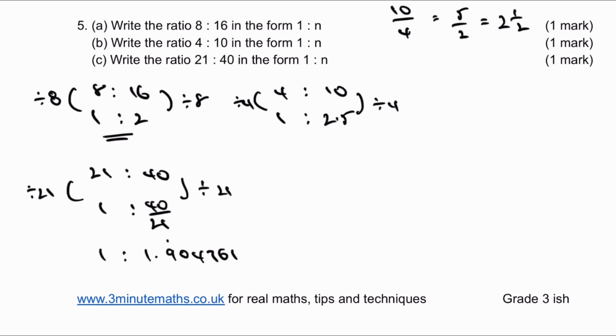1.904761, and that's actually recurring. So not a particularly easy question to work out, but the same principle applies. It's just making sure that on the left hand side the 21 becomes a 1 by dividing both sides by 21. Okay, let's have a look then at the other way around.